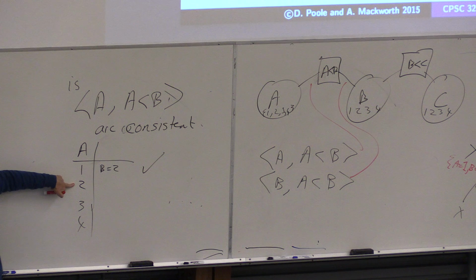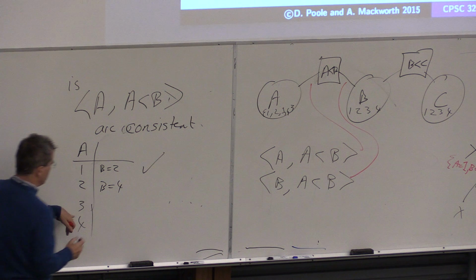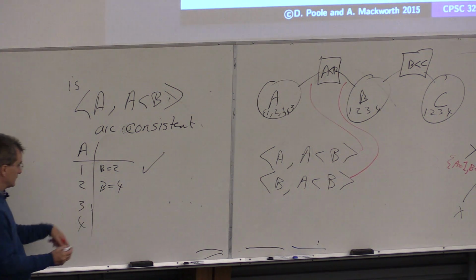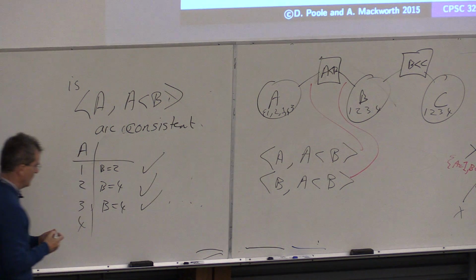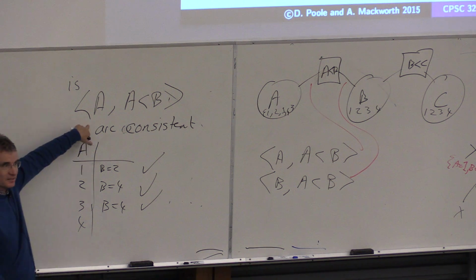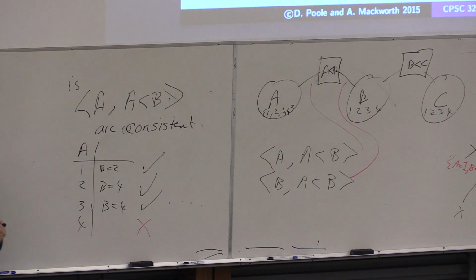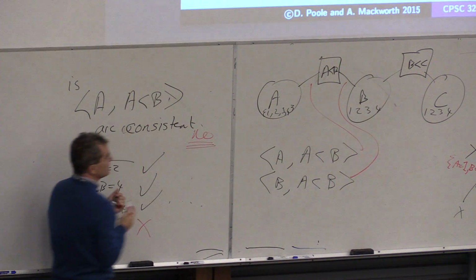What about A is 2? Is there a value for B? Yes, B is 4. What about for A is 3? Is there a value for B? Yes. What about for A is 4? No, right? There is no value. So is this arc consistent? No, it's not arc consistent.